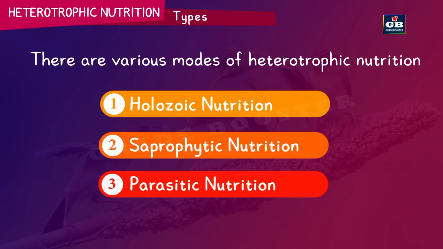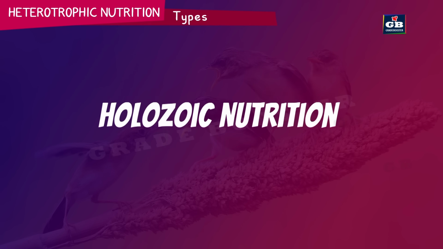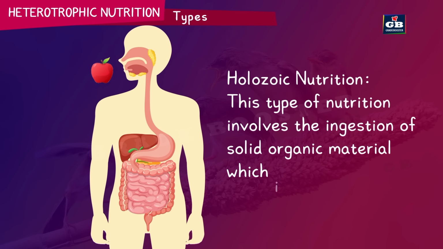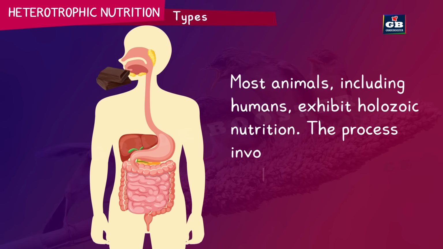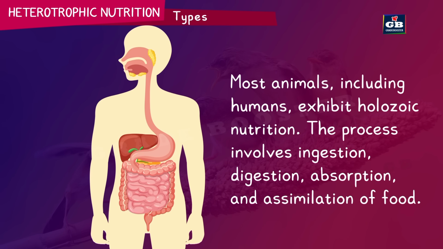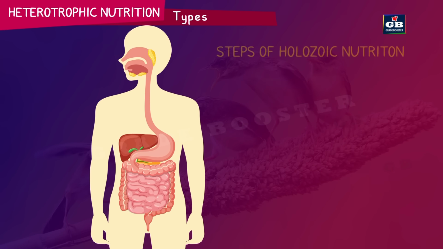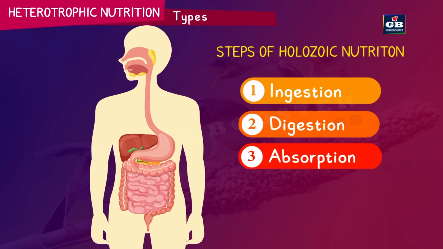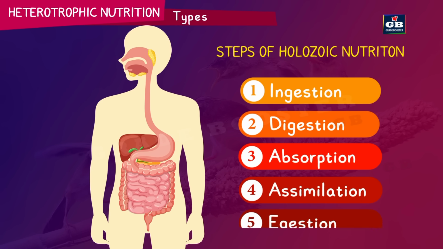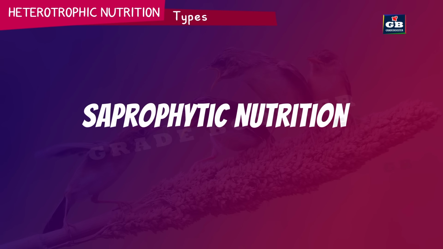Holozoic nutrition. This type of nutrition involves the ingestion of solid organic material which is then broken down and absorbed by the organism. Most animals, including humans, exhibit holozoic nutrition. Holozoic nutrition involves ingestion, digestion, absorption, assimilation, and egestion of food. Saprophytic nutrition.